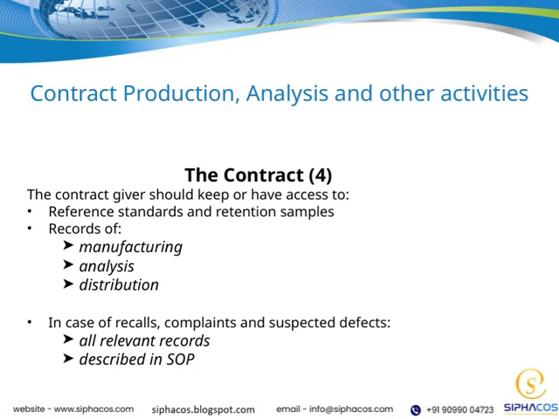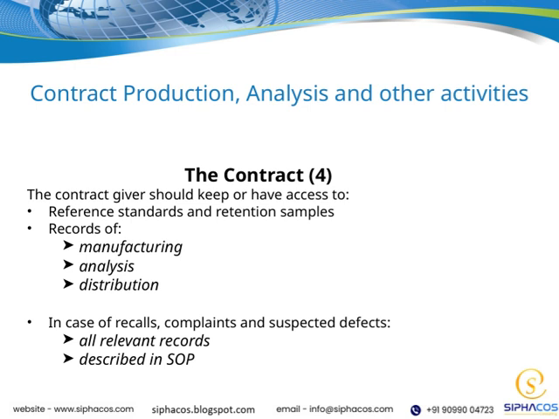Now, when we talk about the contract, it's essential that the contract giver keeps or has access to certain key documentation. This includes reference standards and retention samples, which are crucial for verifying product quality over time. Additionally, they should maintain comprehensive records of manufacturing processes, analyses performed, and distribution activities.